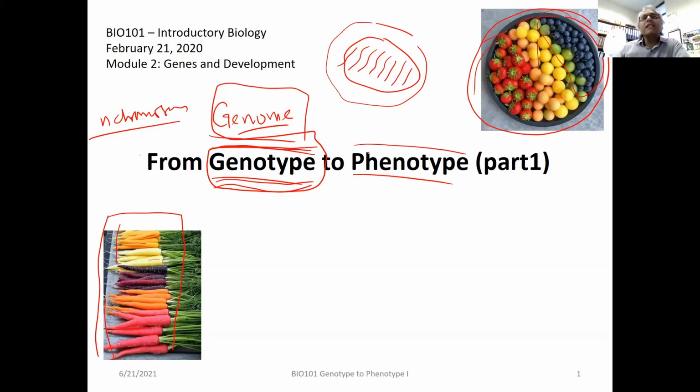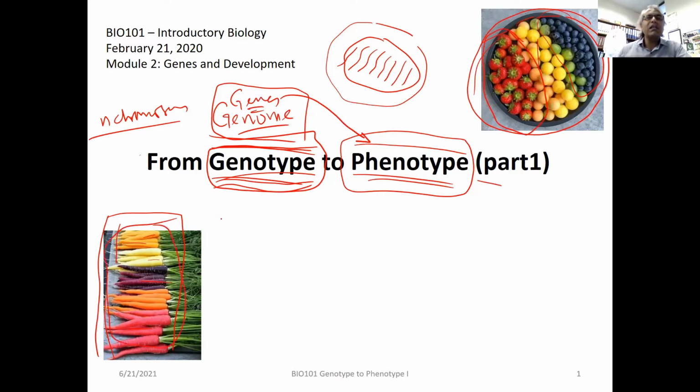So the physical appearance is referred to by the word phenotype. Okay, from genotype to phenotype. This whole module is about genes and development. So from genes, we are talking about phenotype, which means the physical appearance of a fruit like this, or this vegetable, or humans. Look, I have many more gray hairs than many of you.